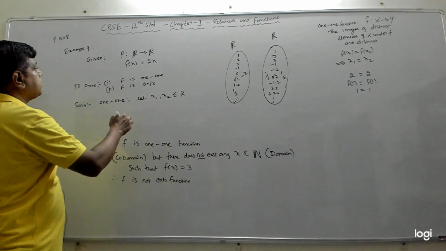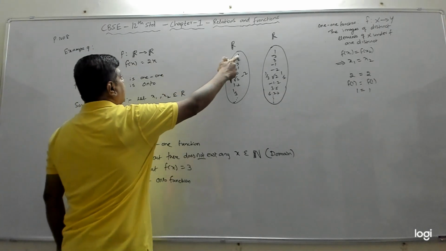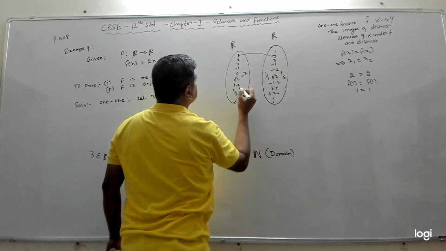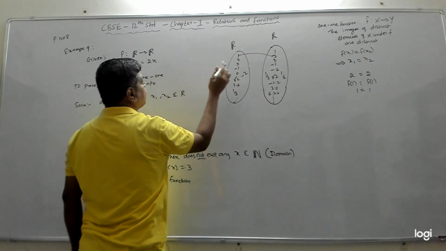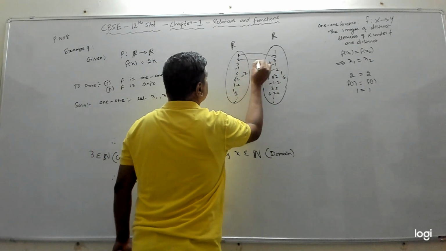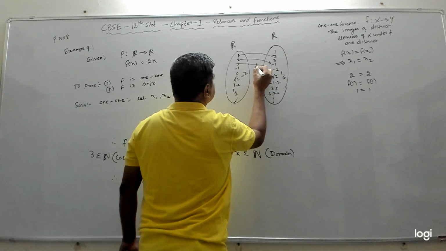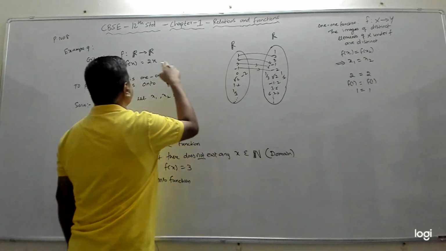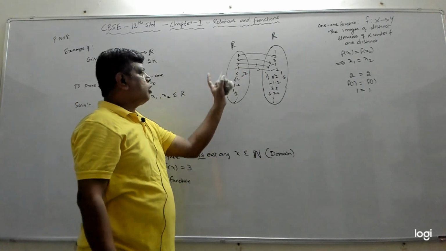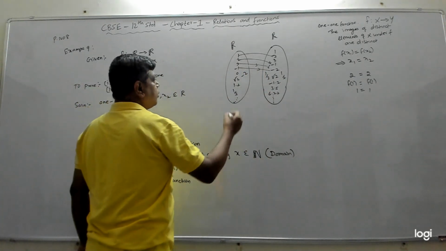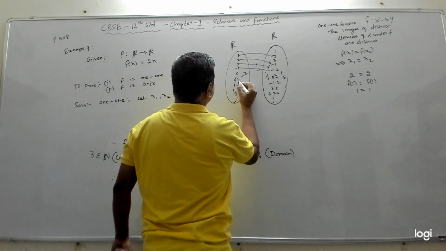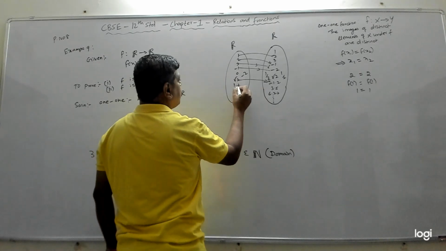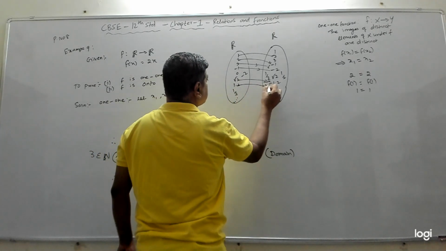Now how is this function f of x? If I put 1, then 1 will go to 2. So this number 1 gets mapped to 2. 2 will go to 4, so 4 is also here. 3 goes to 6. If I put minus 1, that will go to minus 2. So for every number, root 2 will go to 2 root 2. 2 root 2 is also here, and that is also a real number. 1.2 will go to 2.4.